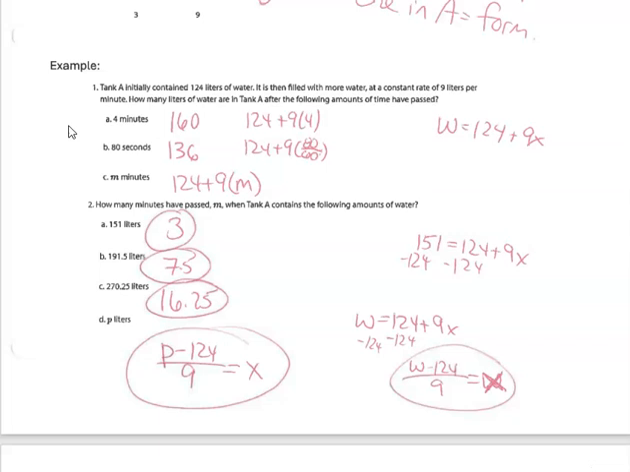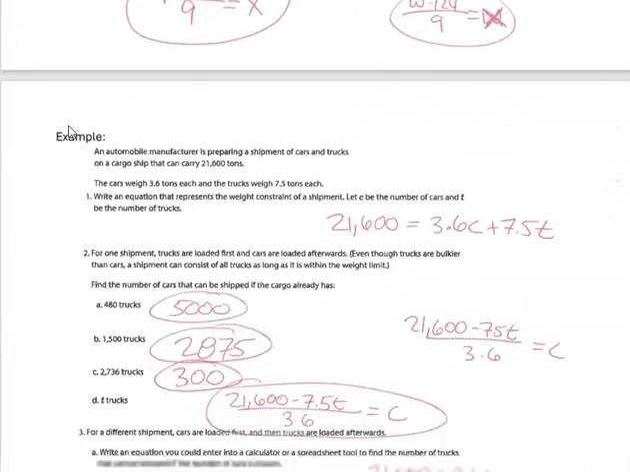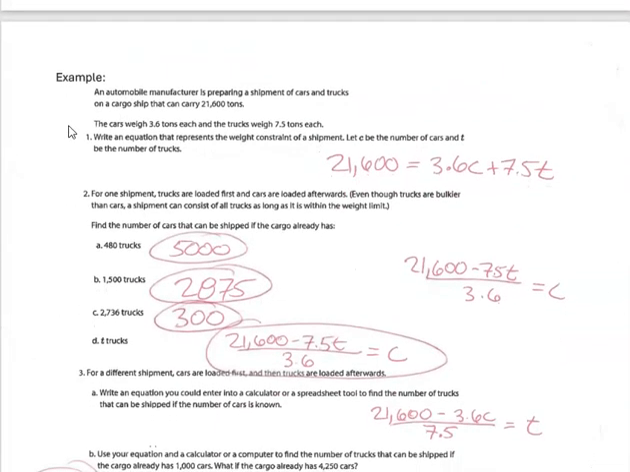The equation is x equals p minus 124, all over 9. And what that means is you're finding out how many gallons more than the original 124 there have been, and you know every 9 of those gallons is a minute. So since it is in that format, it's very easy to solve for the number of minutes. We had another problem here.